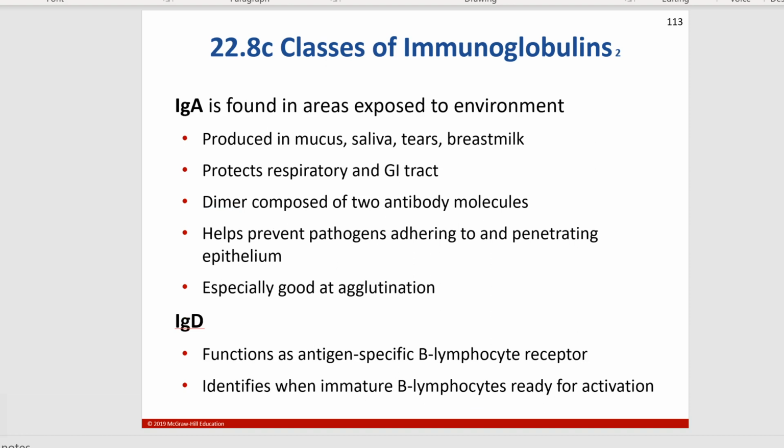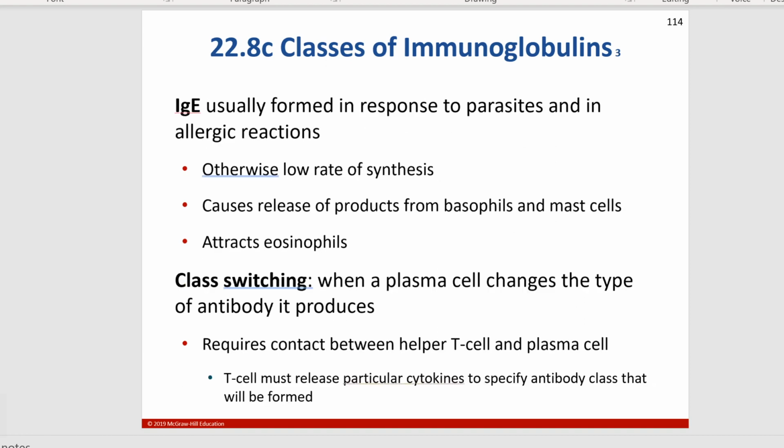It's a dimer, so it's two Y antibodies whose constant regions are bound together. Either end of the molecule has the arms of the Y structure. IgD is the antigen receptor for B cells. IgE is usually used against parasites.